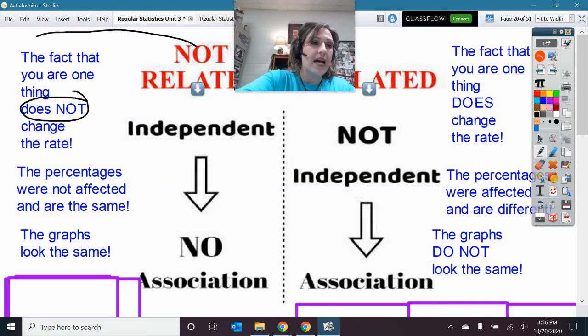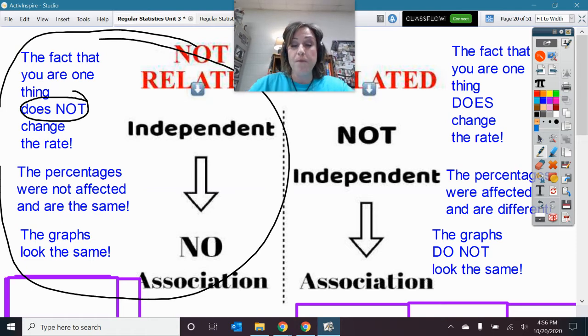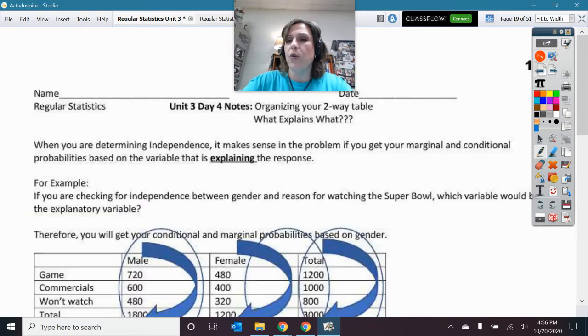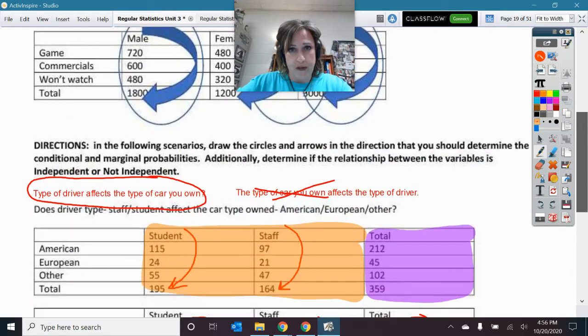So we have this side over here happening. The type of driver and the type of car are not affecting each other. They are independent of each other. There is no association, no relationship. Their percentages are the same. Their graphs are going to look the same because their percentages are the same. Okay, so let's write up what we know.